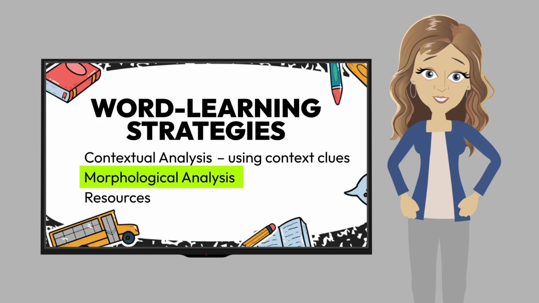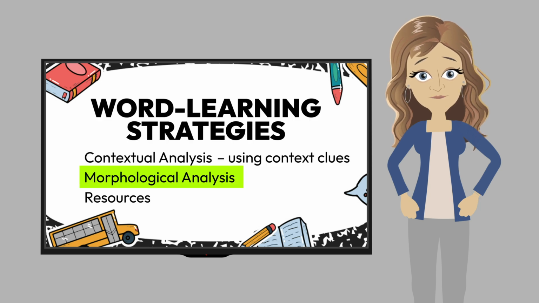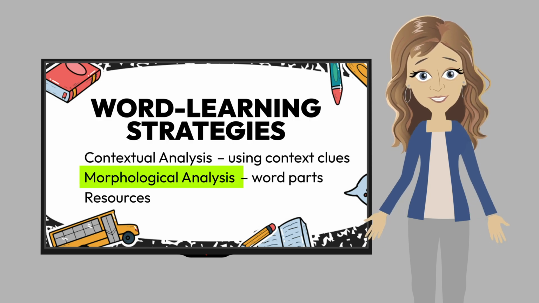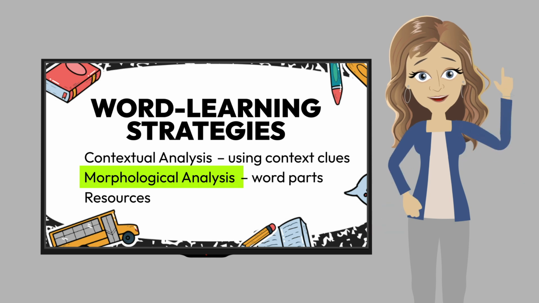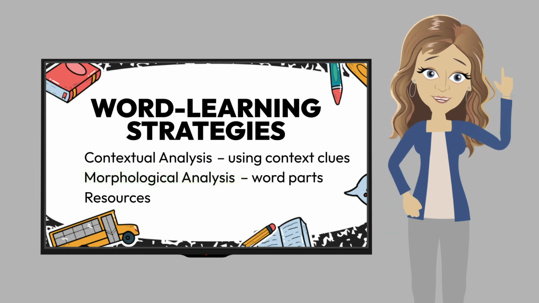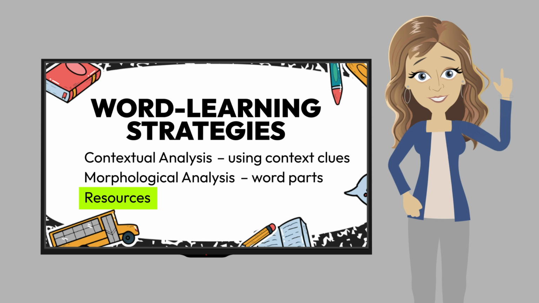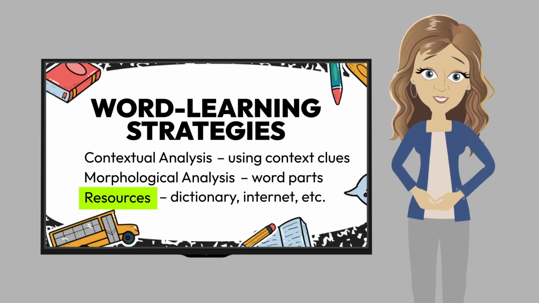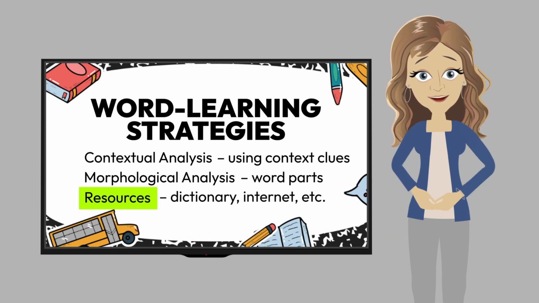Another word learning strategy is morphological analysis, which refers to using word parts to gain meaning. And the last strategy to pull on when searching for word meaning is the use of outside resources, such as the dictionary, internet, or maybe just asking someone.